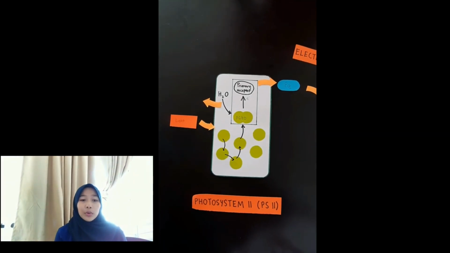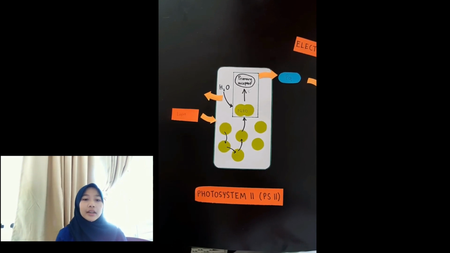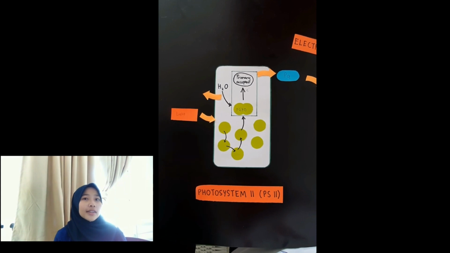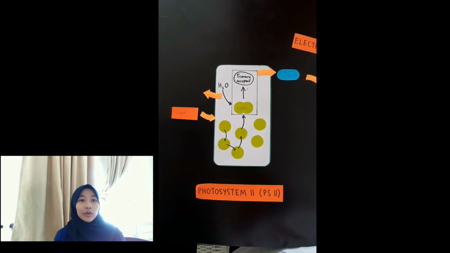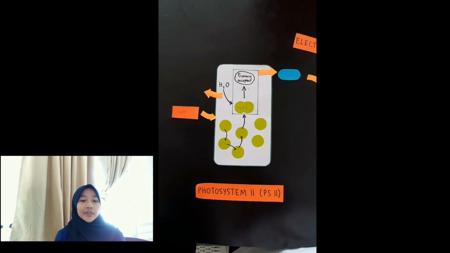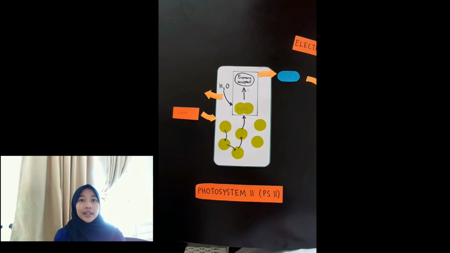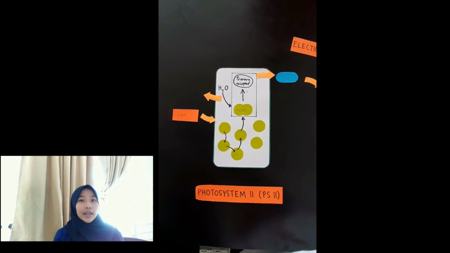Linear electron flow. First, a photon, which is energy from light, hits a pigment and its energy is passed among pigment molecules until it excites P680. Second, an excited electron from P680 is transferred to the primary electron acceptor, so P680 is missing an electron and becomes P680+, which is a very strong oxidizing agent.